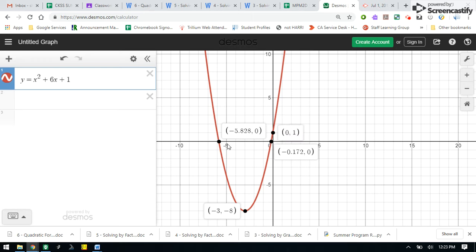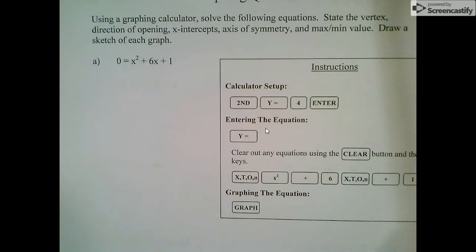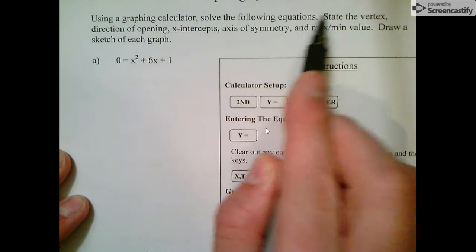So the solutions are the x-intercepts. Right here, minus 5.828 and minus 0.172. Those are the solutions to our quadratic. So it actually makes it really straightforward and easy. So let's go back to full screen here. We'll fill in the information. So using graphing calculator, check. Solve the following equations, check. State the vertex.